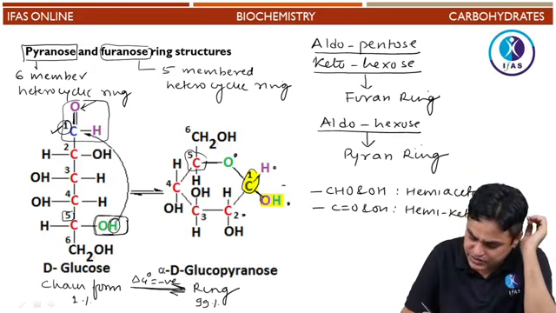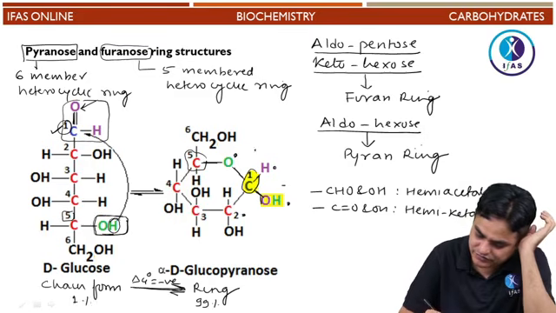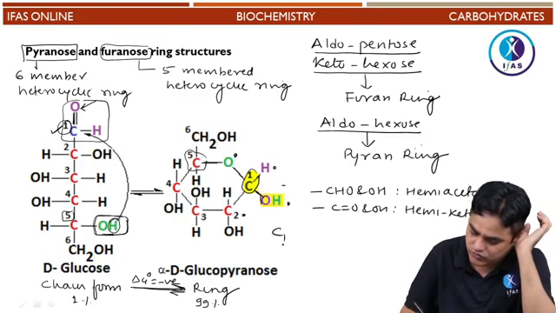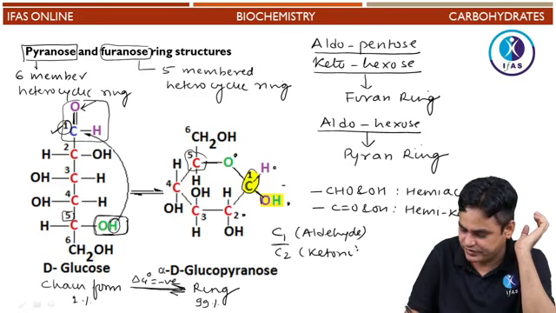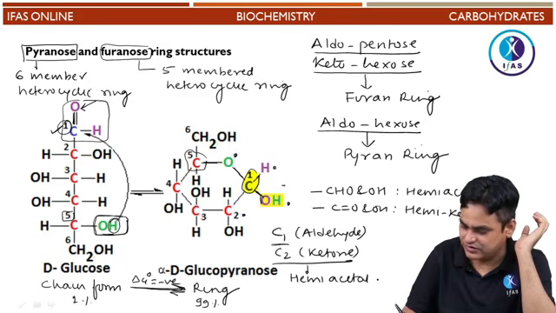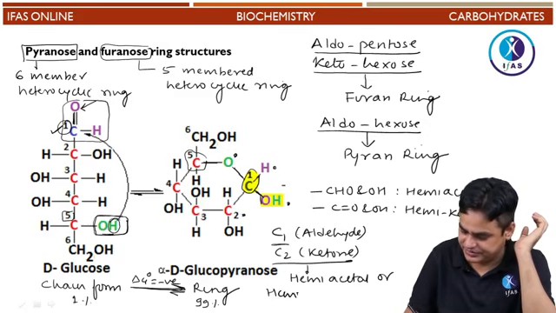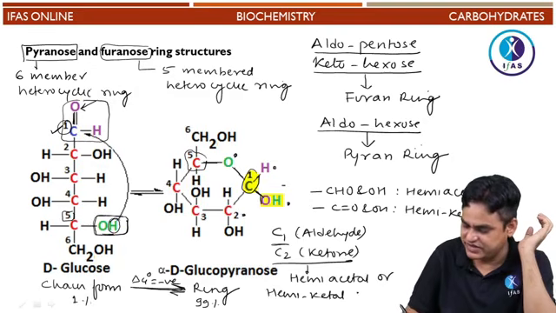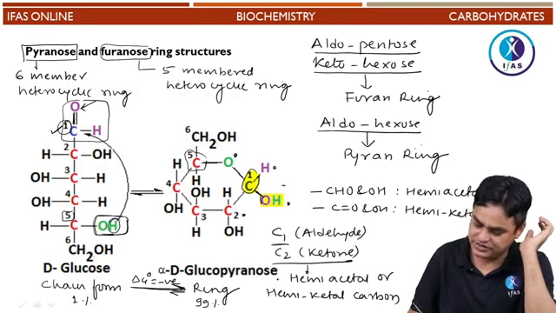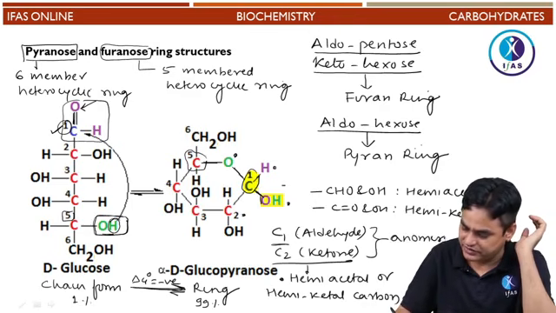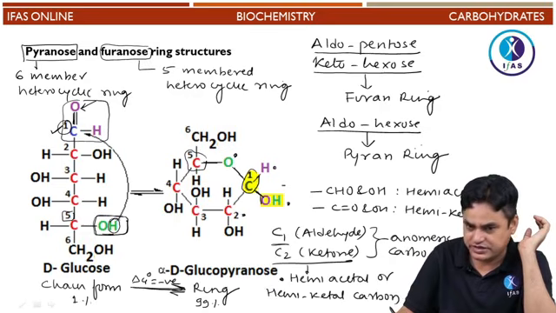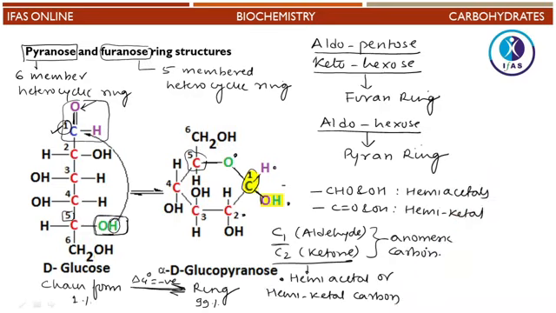So this carbon 1 in aldehyde or carbon 2 of ketone is referred to as hemiacetal or hemiketal carbon, because these are the places where a functional group is present. They are also referred to as anomeric carbon. They are also designated as anomeric carbon.